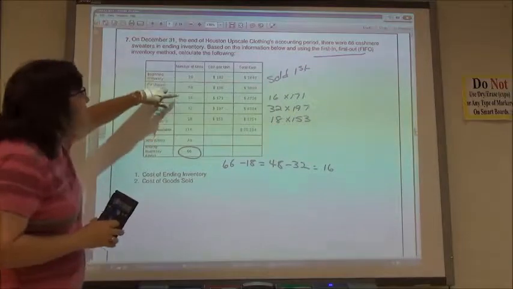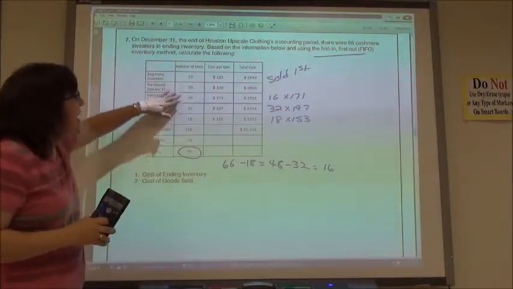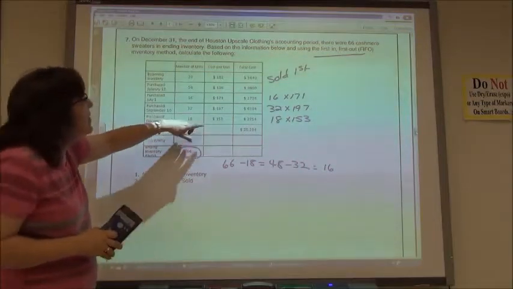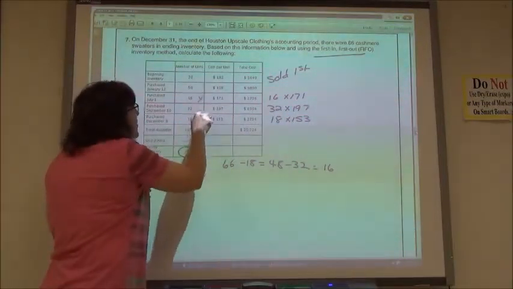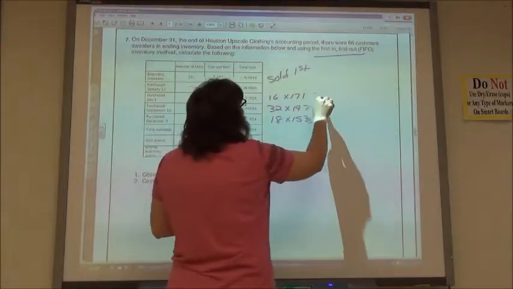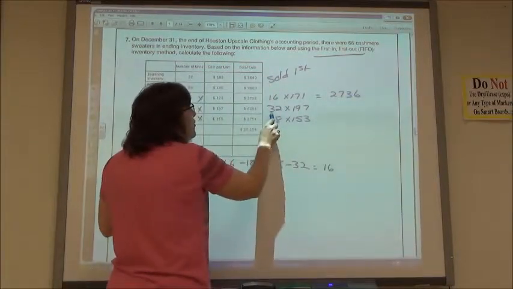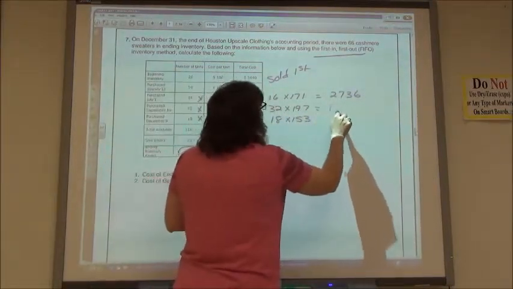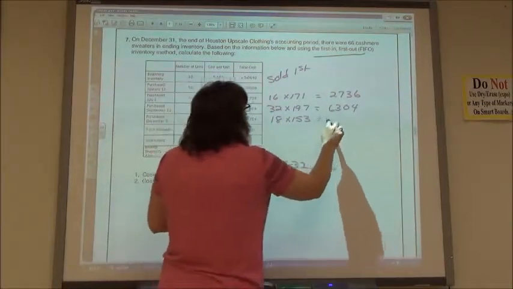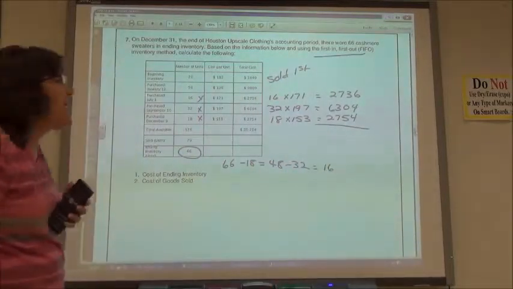Now most of the time this number on the top doesn't exactly match, but in this case it did. And again, there's no use multiplying it out unless you really feel like it. But since these numbers match up with these numbers, my total should be the same. So 16 at 171 should be 2736. 32 times 197 should be 6304. And 18 times 153 should be 2754. If you don't believe me, multiply them out.